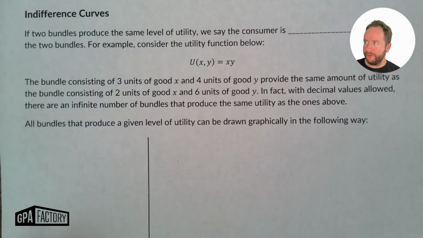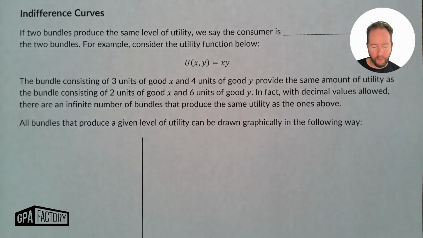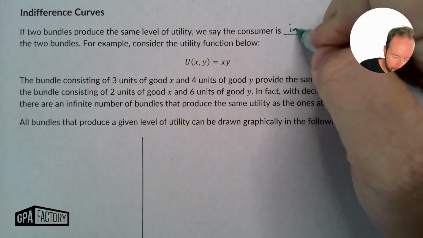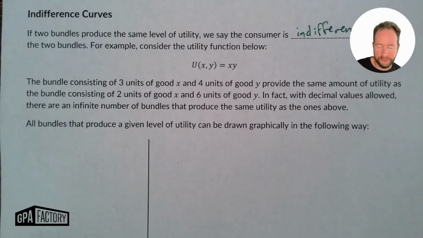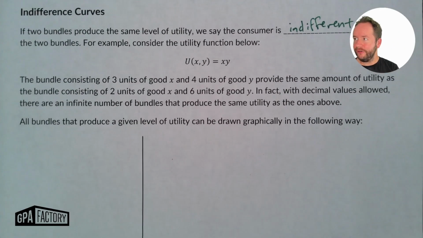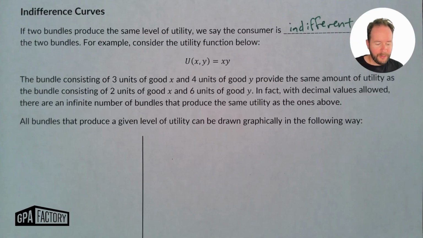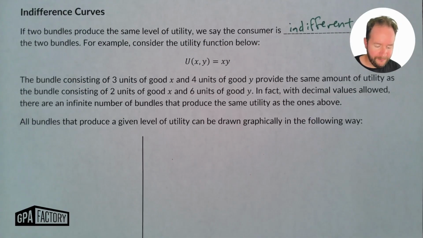If two bundles provide the same level of utility, we say the consumer is indifferent between the two bundles. For example, consider the utility function below. The bundle consisting of 3 units of good X and 4 units of good Y provide the same amount of utility as the bundle consisting of 2 units of good X and 6 units of good Y. Let's see that in action.